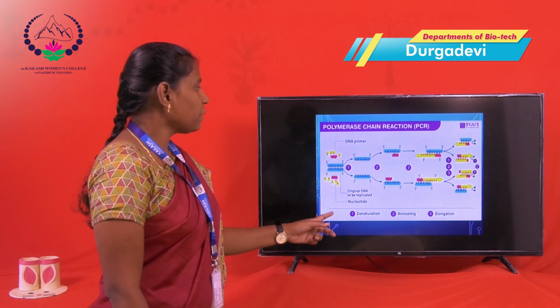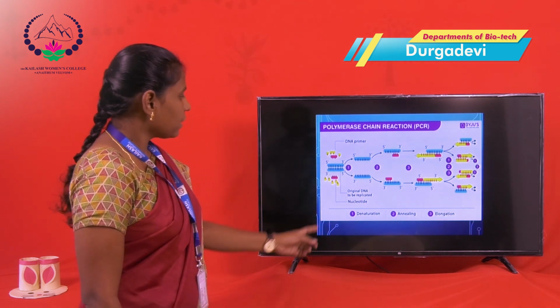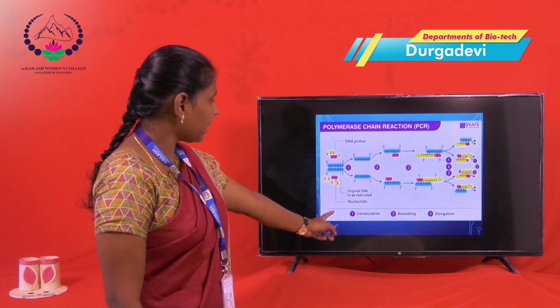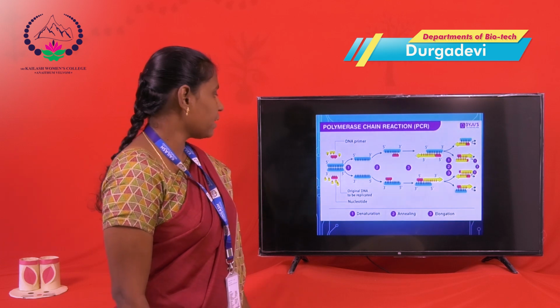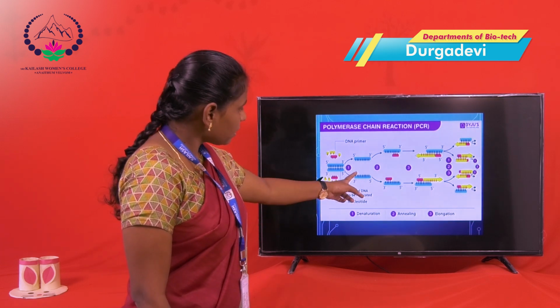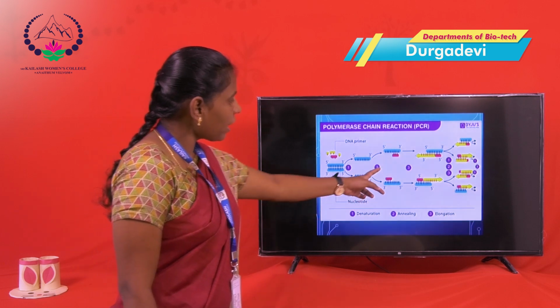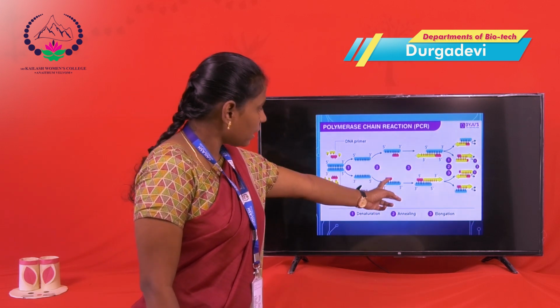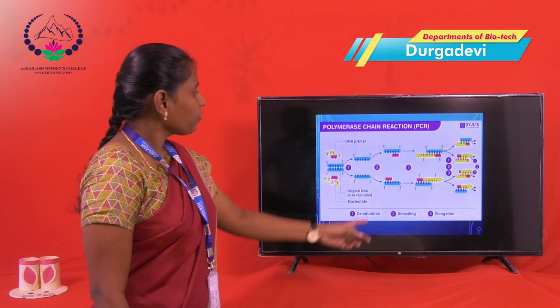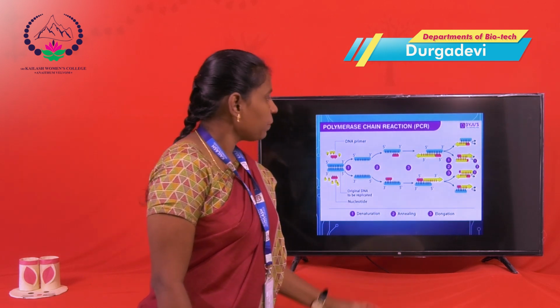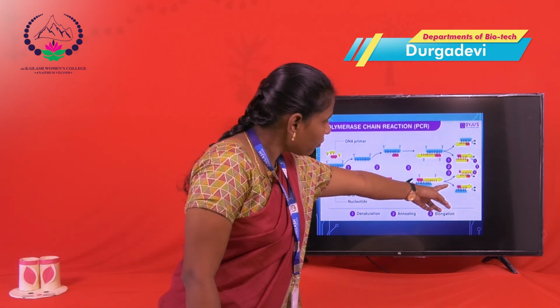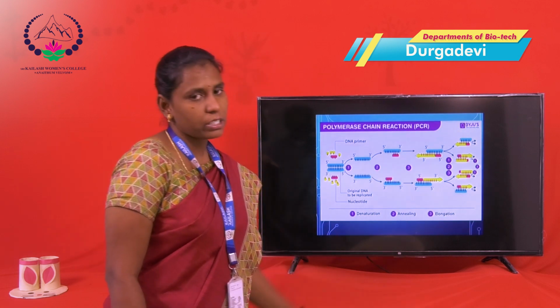Next one, polymerase chain reaction overall process. This is the denaturation process. We raise the temperature to 90 degrees Celsius. Here the strands are separated and we add the primer sequence. The replication process will start. Then we add Taq polymerase enzyme. Here we get full daughter strands, two separate daughter strands.